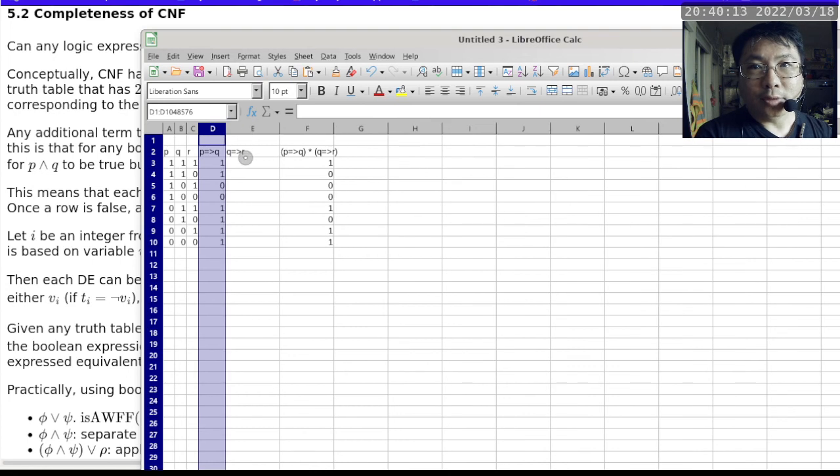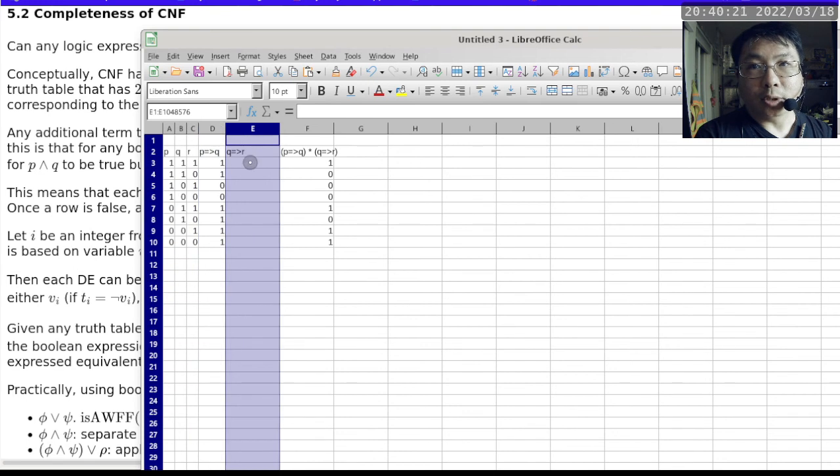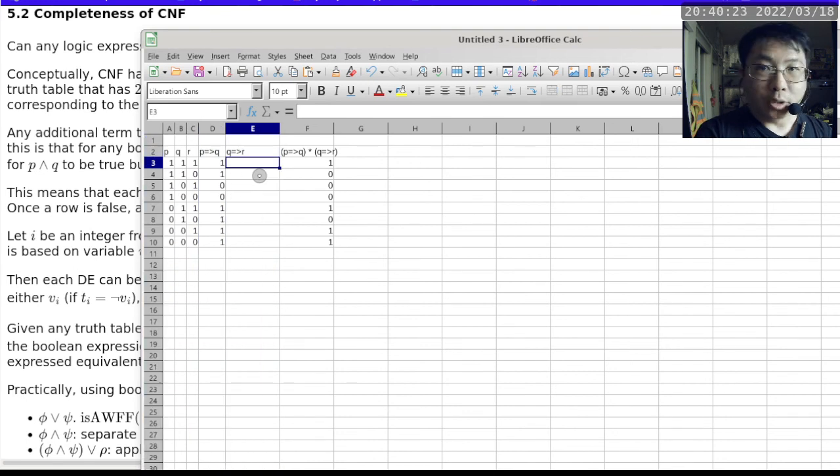Okay, if you're not convinced why I can compute column D this way, go ahead and ping me on Discord, and I'll be more than happy to explain to you. All right, so we'll now work with Q implies R. That is true, false, true, true, true, false, true, true.